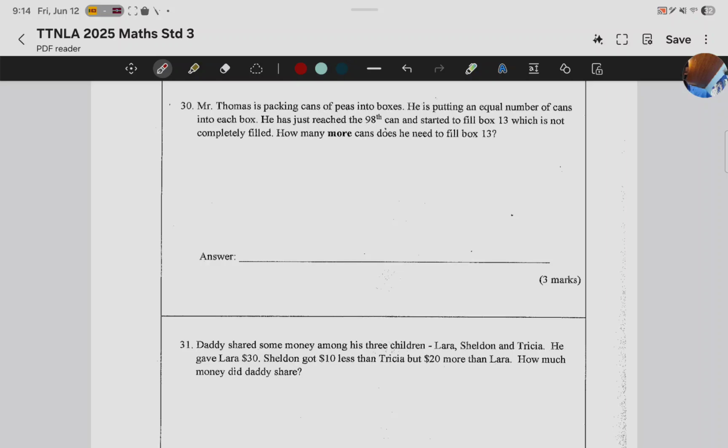So that means he has 12 full boxes. Alright, so he has 12 full boxes. And he has 198 cans. So that means, not 198, 98 cans. Alright, so 98 cans divided by 12. That means it will be 896 divided by 2. So that means he is putting 8 cans per box. And he will have 2 remaining.